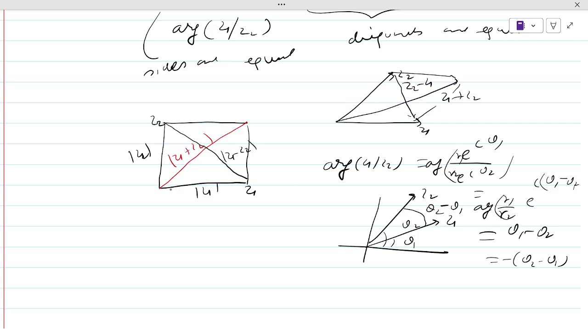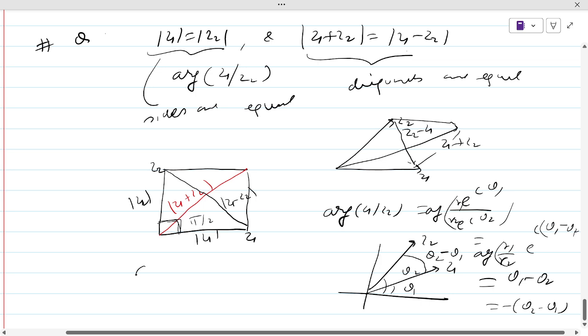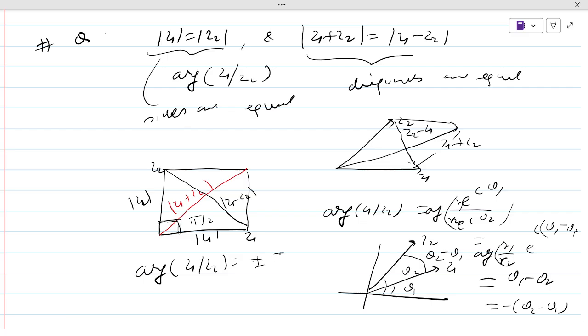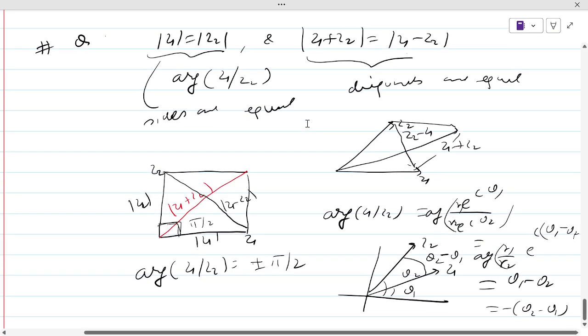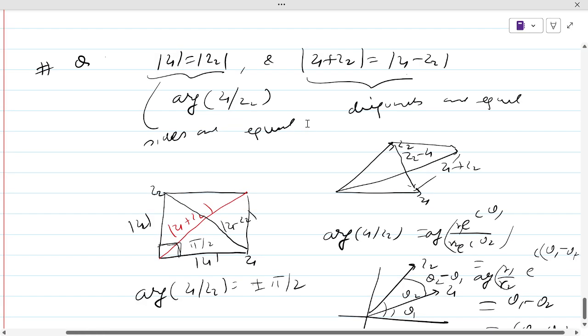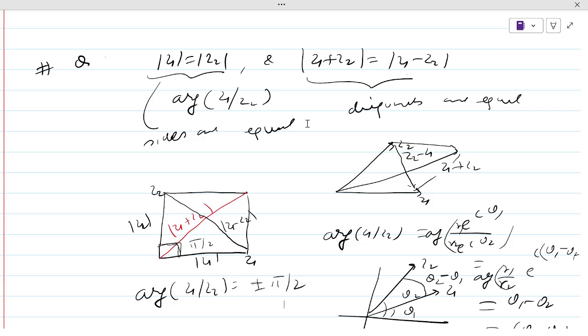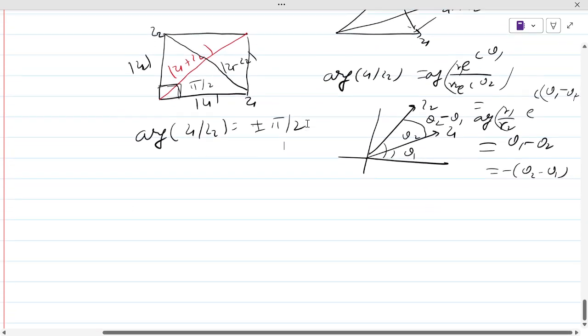Clearly here the angle between them is pi by 2, plus or minus depending on which is greater. So the argument of z1 upon z2 is either plus or minus pi by 2. This is how we use the algebra of complex numbers, especially the geometrical meaning, to solve problems without any analytical work. We just need to understand what addition, subtraction, multiplication and division represent, and using that concept we can easily solve the problem.